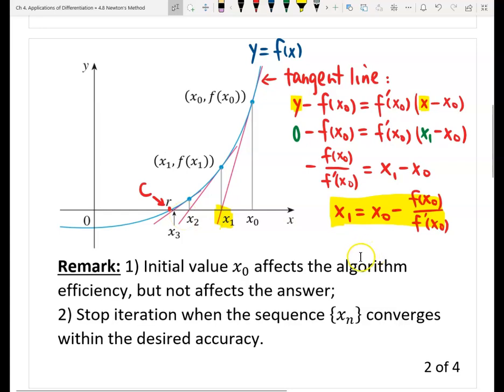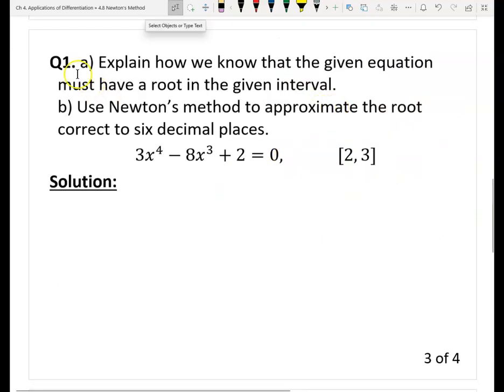Now let's practice only one question to see how to use Newton's method. Here is the question, which has two parts. The first part asks us to explain how we know that the given equation must have a root in the given interval 2 to 3. The second part: if we know there is a root, how to approximate it, we will use Newton's method. The accuracy they ask for is 6 decimal places.